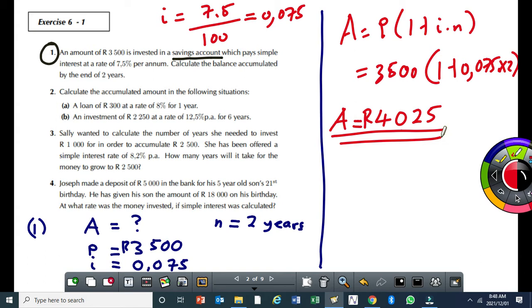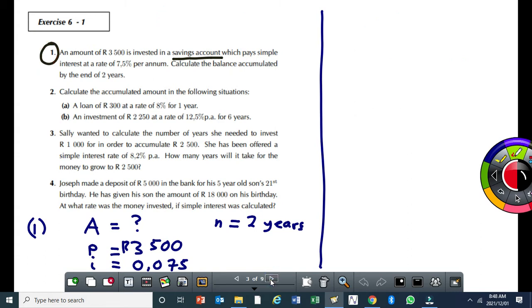Which means at the end of 2 years, the person would have gained interest of 525 rand. Okay, so that's the first question. Right, let's do number 3. Now, number 3, I'll do it on the next page. So, number 3 is that one. Let me delete this.